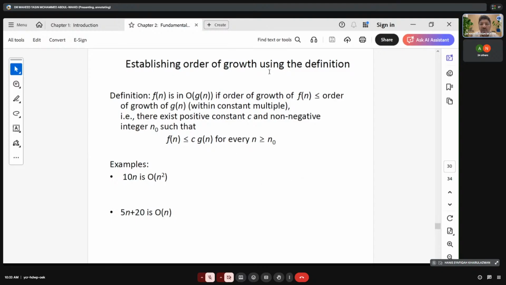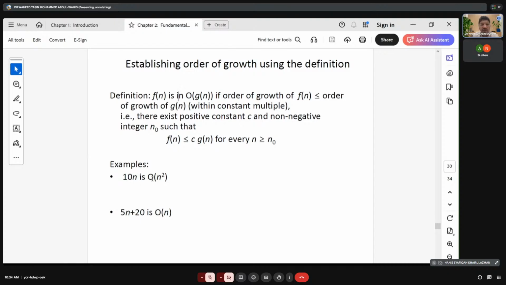Establishing order of growth using the definition. Definition: f(n) is in O(g(n)) if the order of growth of f(n) is less than or equal to the order of growth of g(n) within a constant multiple. There exist a positive constant c and a non-negative integer n0 such that f(n) ≤ c·g(n) for every n ≥ n0. Example: T(n) is O(n^2), 5n + 20 is O(n).